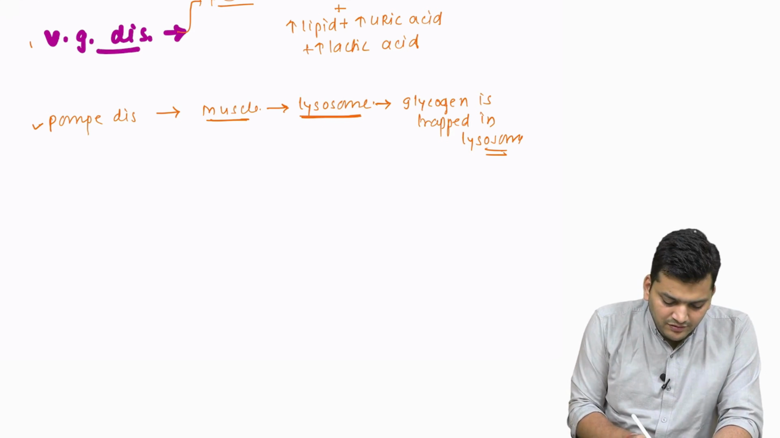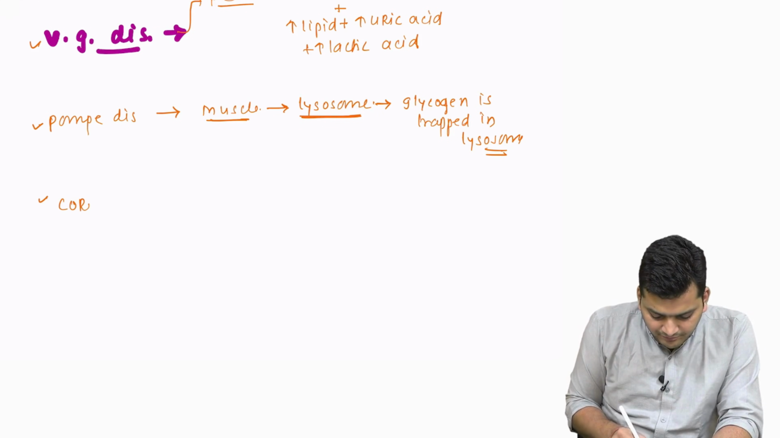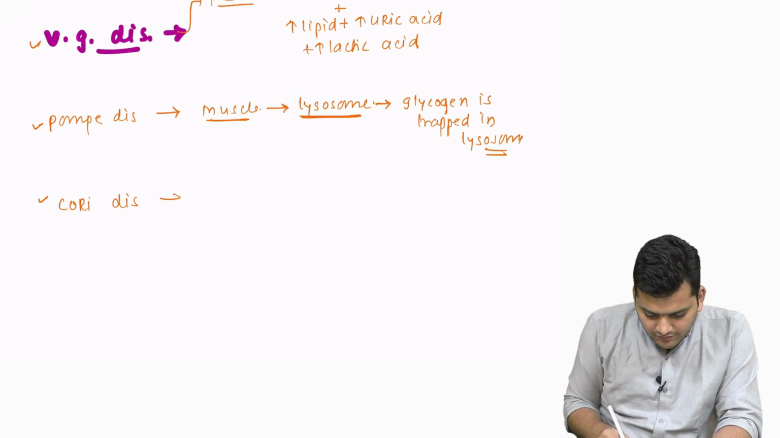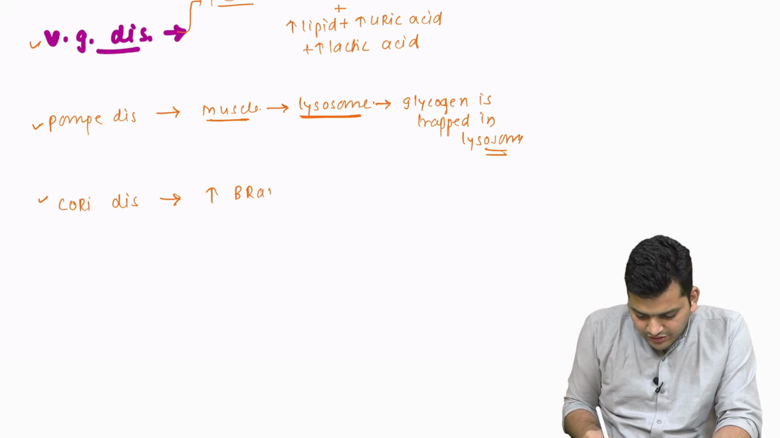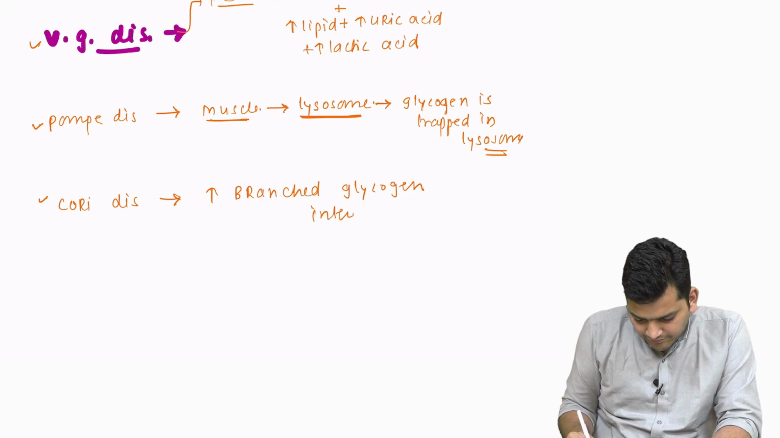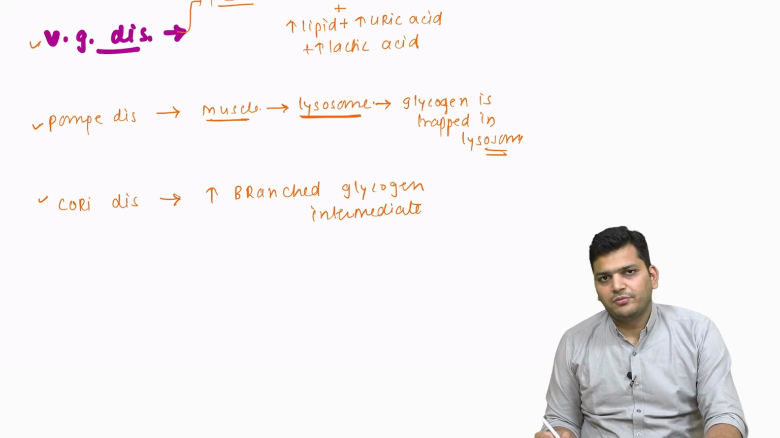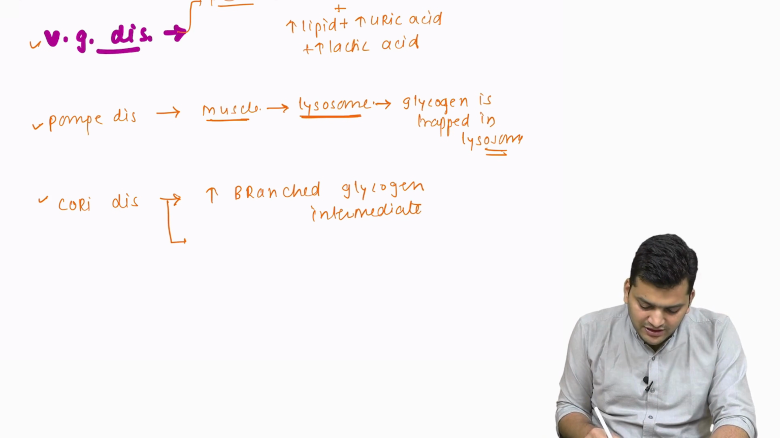Then there is Cori disease. There is going to be an increase in the branched glycogen intermediates. The branched glycogen intermediates are going to accumulate. Here also the patient is going to have hypoglycemia, but not very severe.